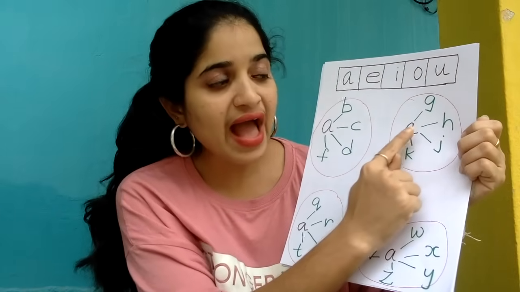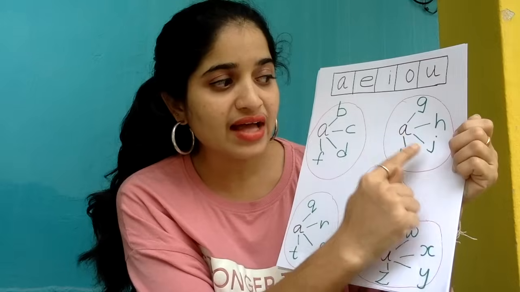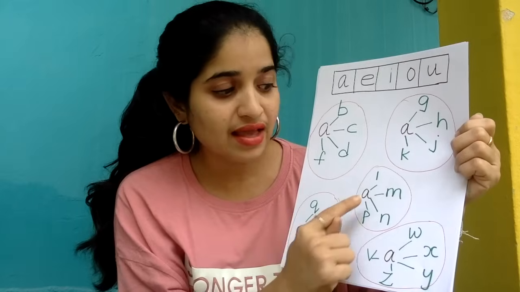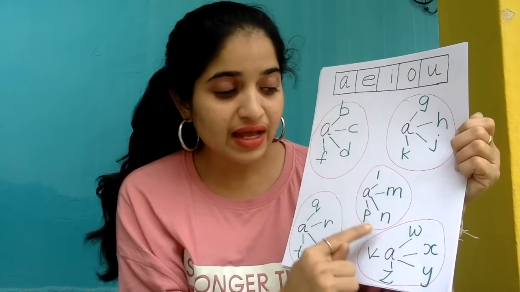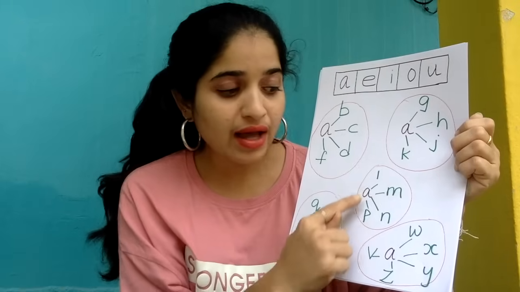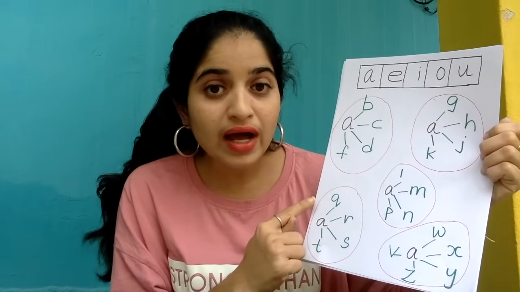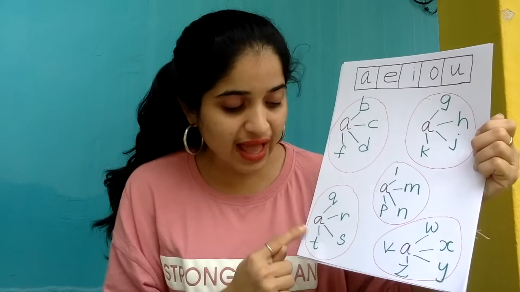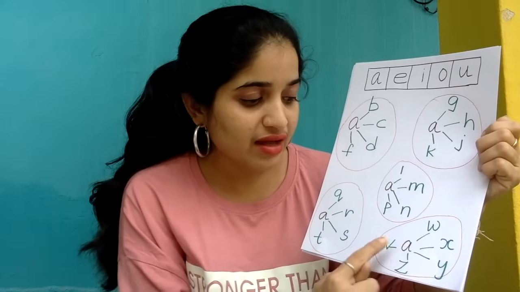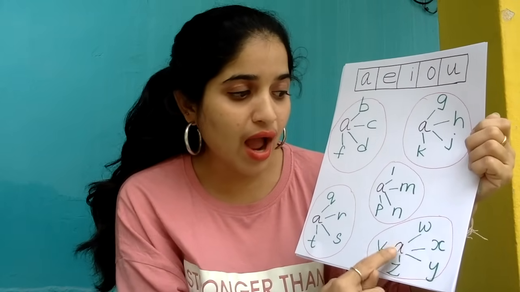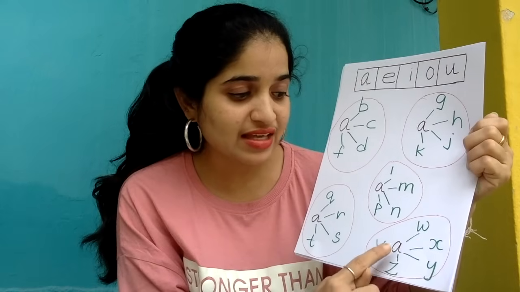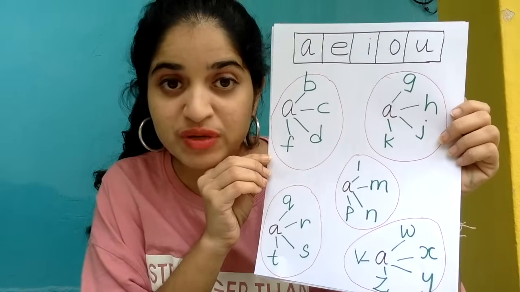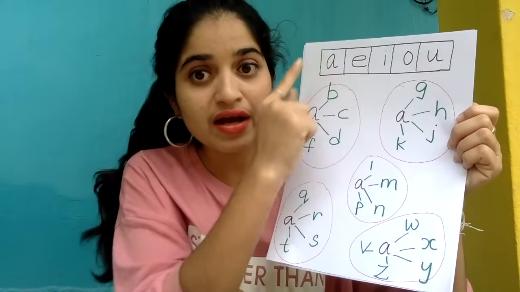Next, ag, h, ah, j, aj, k, ak, l, al, m, am, n, an, p, ap, q, r, ar, s, as, t, at, v, av, w, aw, x, ax, y, ay, z, az. So this is how we have to prepare a chart for the vowel A.